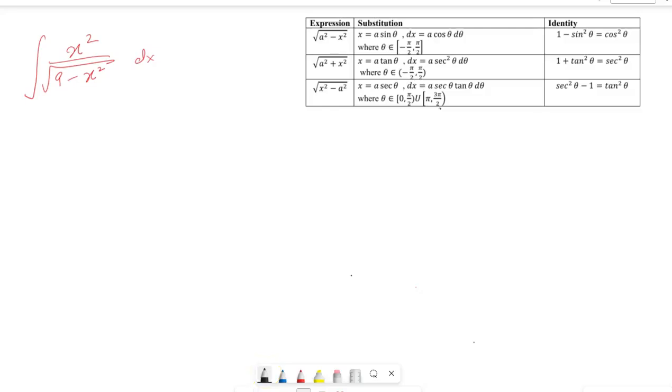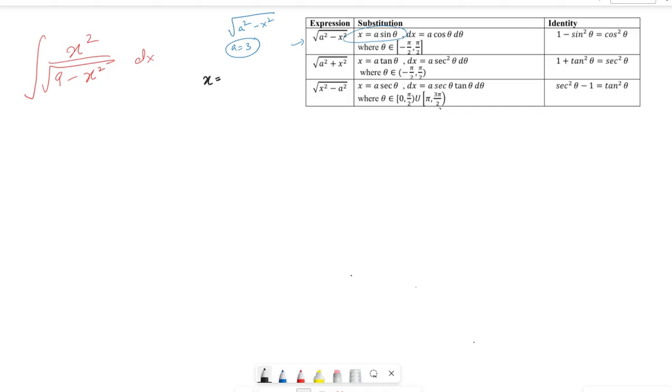Let's work on another example. This is the integral of x squared by the square root of 9 minus x squared. We need to see out of these three expressions, which one this is. This is in the format of 9, which is a squared, minus x squared. So this is the first one with a as 3. For this, substitution will work as per our notes.